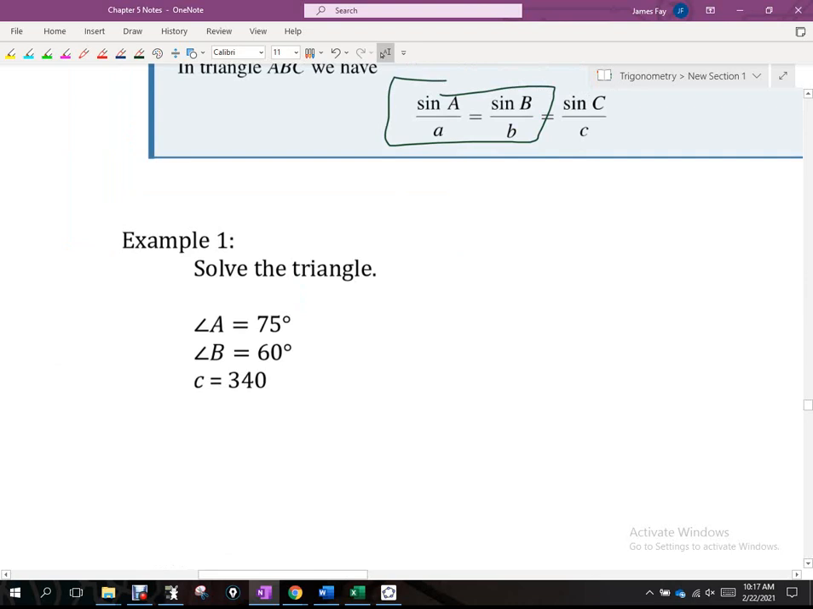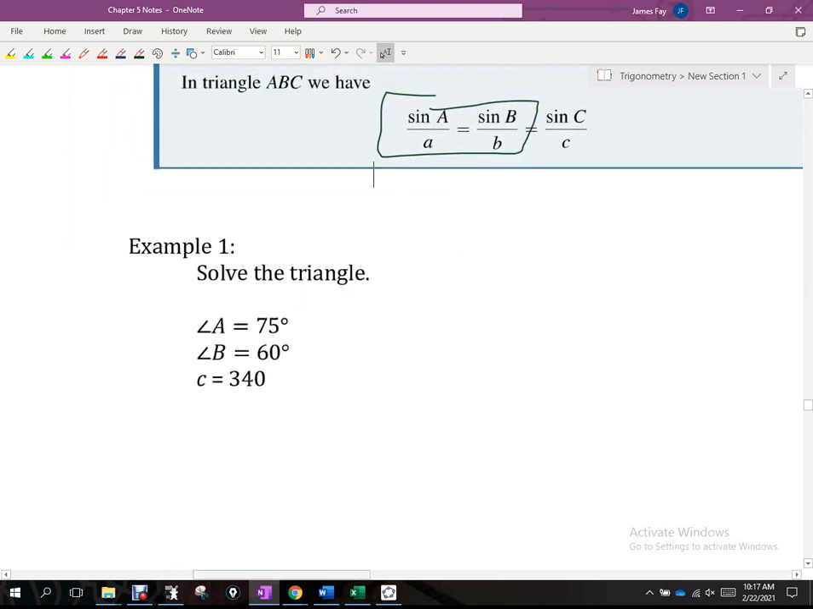So solve the triangle where angle A is 75, angle B is 60, and segment C is 340. Okay. Now, I do not care, and I never care what my triangle looks like. I always draw that triangle. Okay? Because it doesn't matter. It doesn't matter if A is actually an obtuse angle or B is an obtuse angle, even though I drew it as acute. Does that make sense?